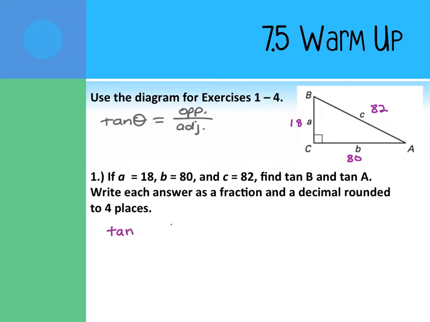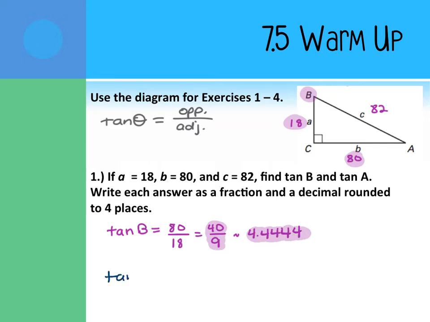I would say that the tangent of B is equal to the side opposite B, so B is here. Opposite would be 80, over adjacent, which would be 18. And then I would reduce that, so they're both divisible by 2. That would be 40 over 9. And then I'll use the calculator, 40 divided by 9, to get 4.4 repeated. So because we're going to go 4 decimal places, it would be 4.4444. So this would be B.